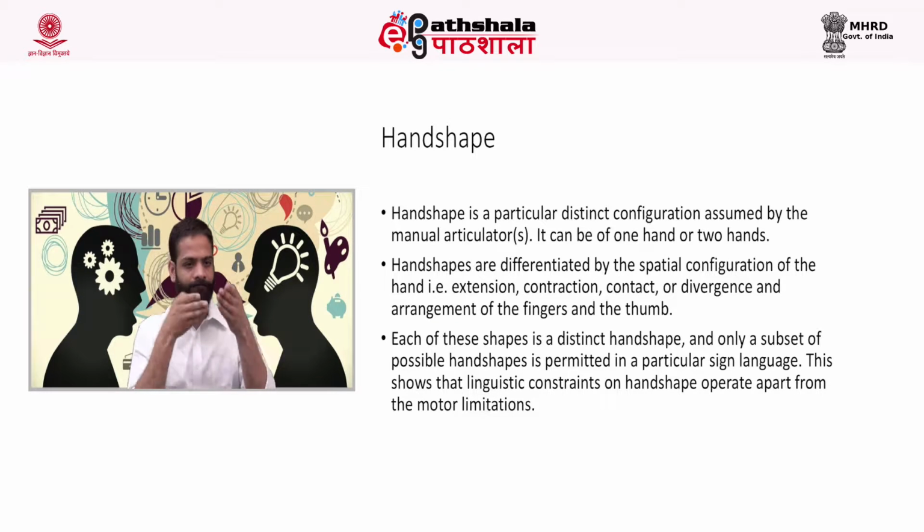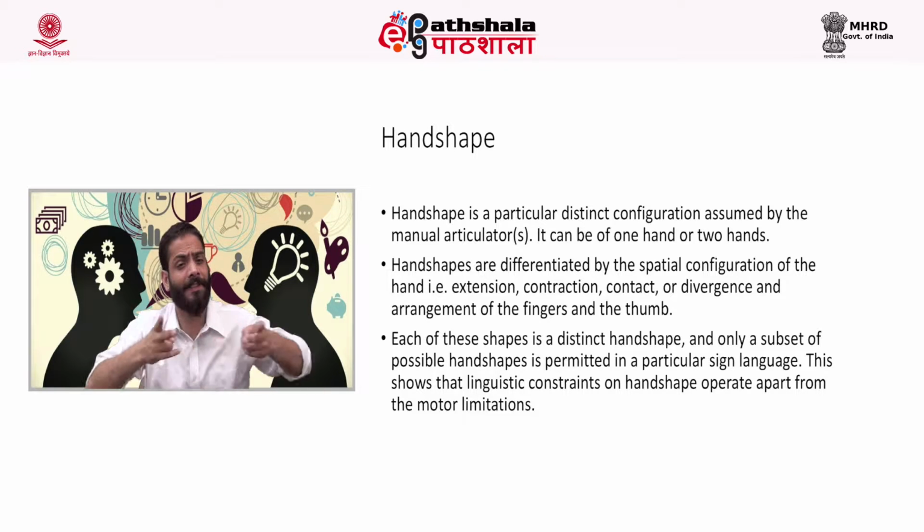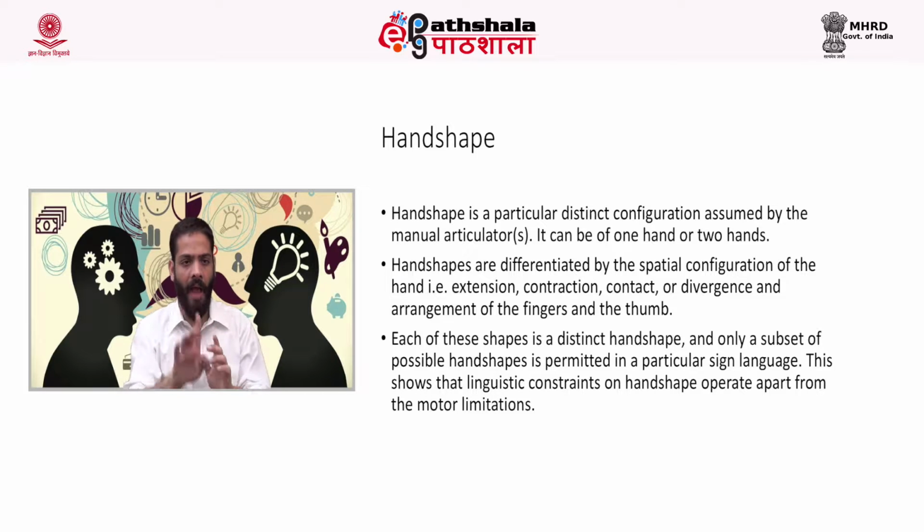So the first parameter is hand shape. Hand shape is a particular distinct configuration assumed by the manual articulators. It can be of one hand or two hands. Hand shapes are differentiated by the spatial configuration of the hand, that is extension, contraction, contact or divergence, and arrangement of the fingers and the thumb. Each of these shapes is a distinct shape, and only a subset of possible hand shapes is permitted in a particular sign language. This shows that linguistic constraints on hand shape operate from the motor limitations.